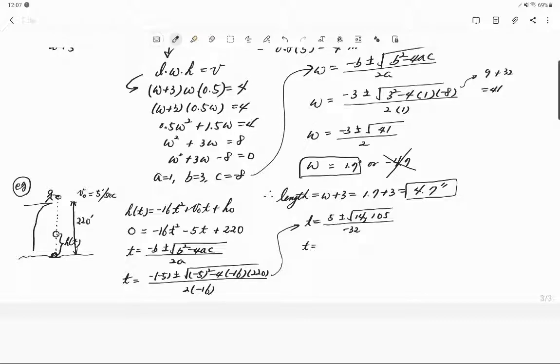So plus or minus, this will give you two values, negative 3.38 or t equals 3.56 seconds, right? And for the time, negative does not mean anything. So select the positive value, which is 3.56 seconds. It takes 3.56 seconds once you throw an object for the object to touch the ground. Okay, that's it for this section.